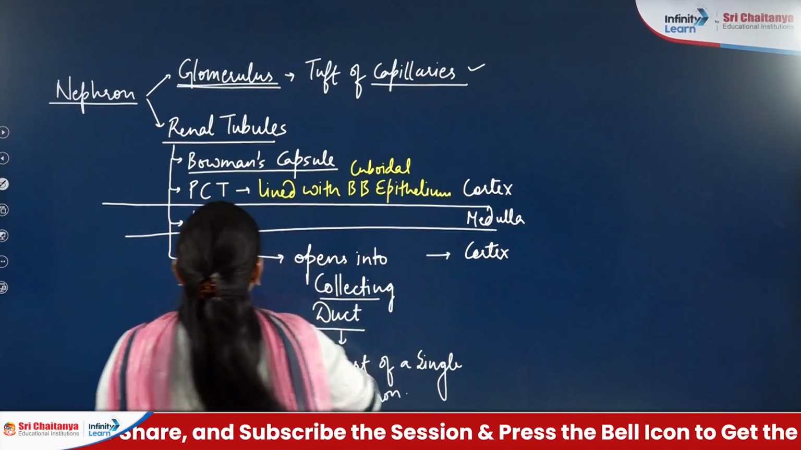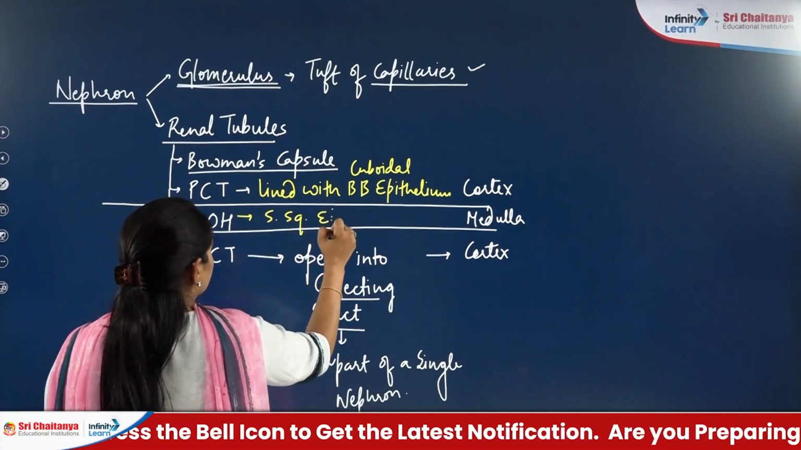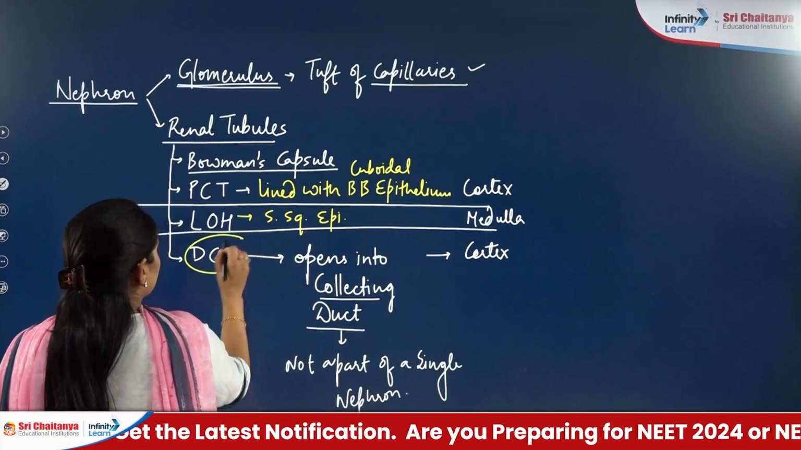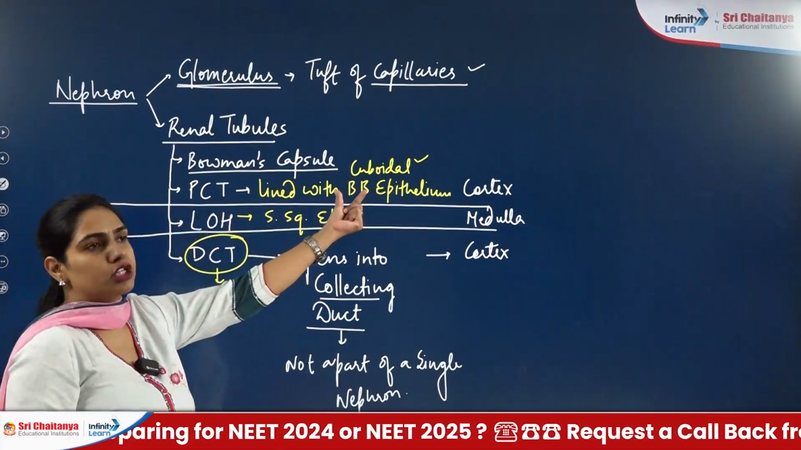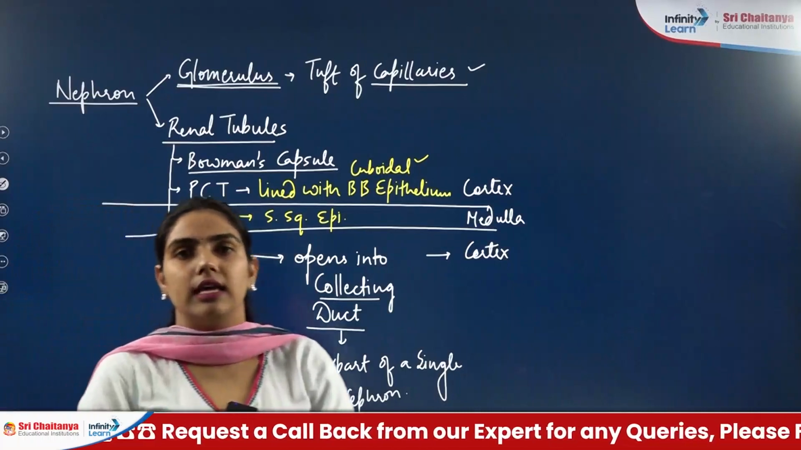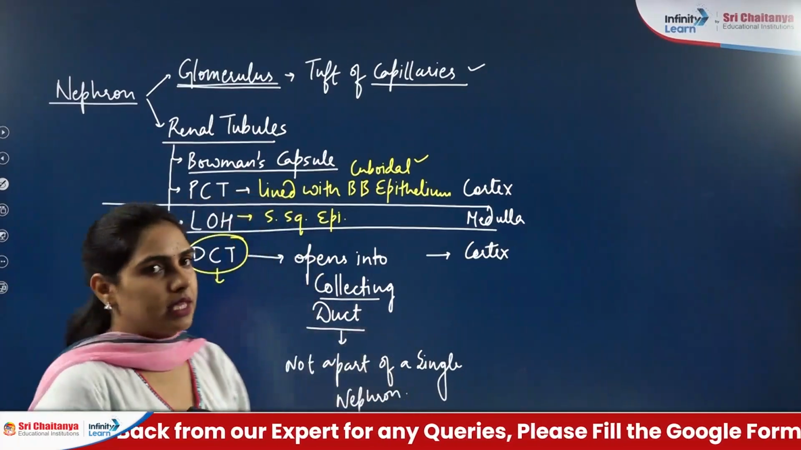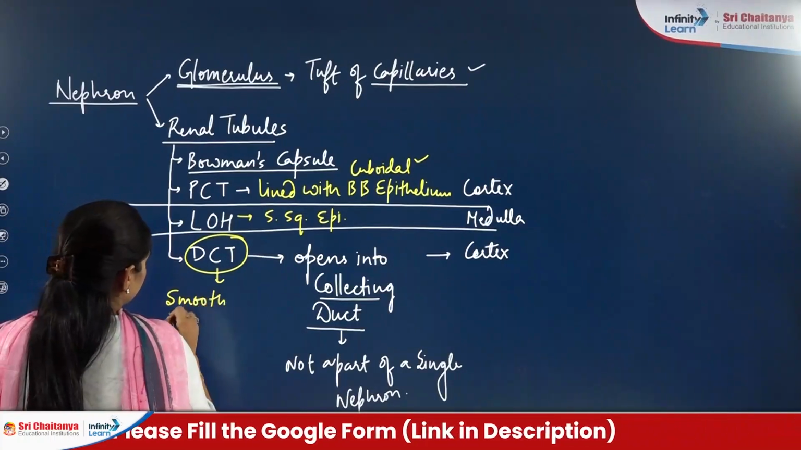Right? Loop of Henle has simple squamous epithelium only. DCT is also lined with cuboidal epithelium but not brush bordered. Here the cuboidal cells do not have the microvilli. Smooth cuboidal epithelium is present.